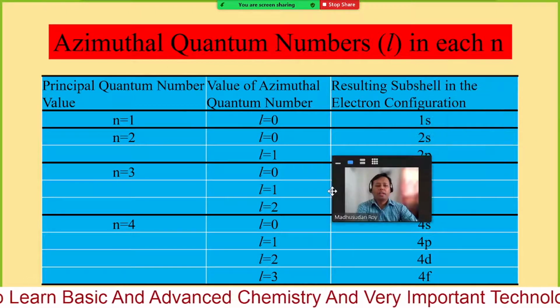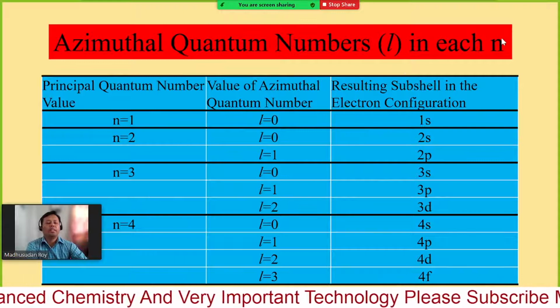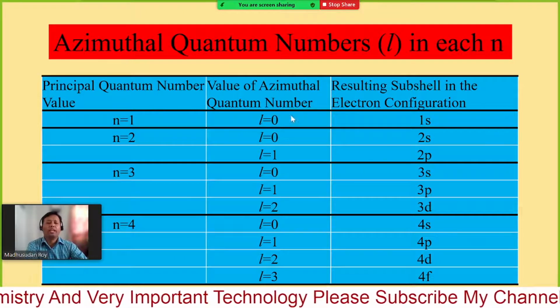Now, how many azimuthal quantum numbers can we have in a shell?